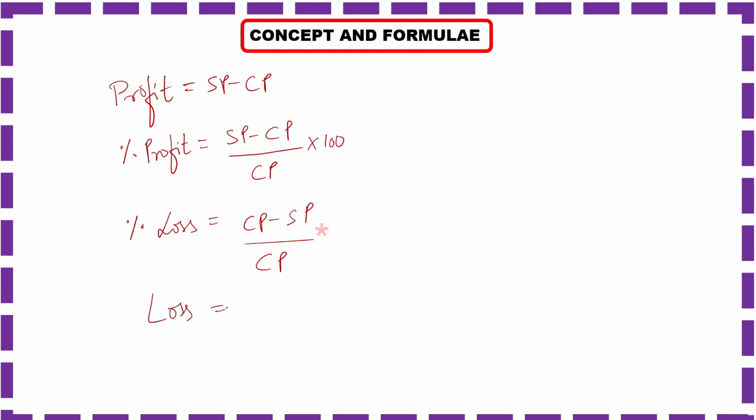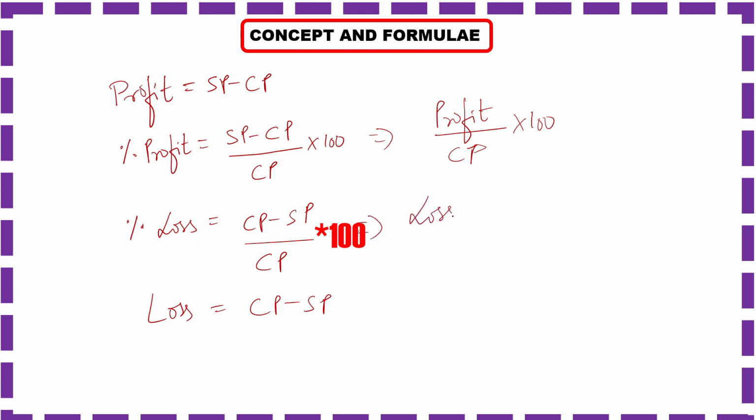So what is loss? Loss means CP minus SP, right? Whenever someone gets a loss, what does that mean? The cost price is more than the selling price. So in that case, a person incurs a loss. So profit percent is equal to (SP minus CP) by CP into 100, which also means profit percentage is equal to profit by CP into 100, right? Whereas loss percent is equal to (CP minus SP) by CP, which also means loss percent is equal to loss by CP into 100. We can also write it like this.